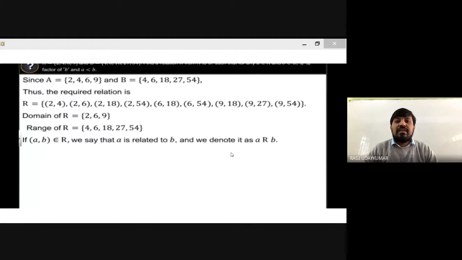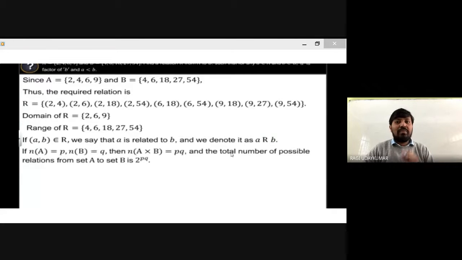So here, if (a, b) belongs to the relation, we say that a is related to b, and we denote that by a R b. So if n(A) is equal to p and n(B) is equal to q, then n(A cross B), the Cartesian product of the two sets, will contain the product of the number of elements present, p into q.